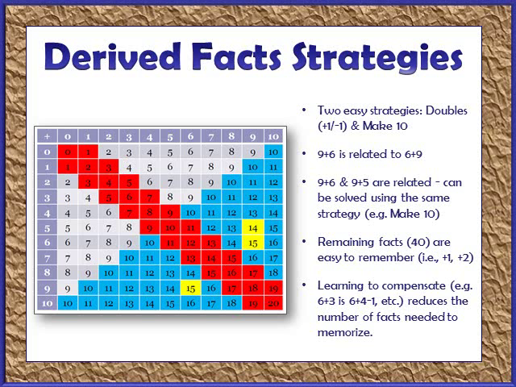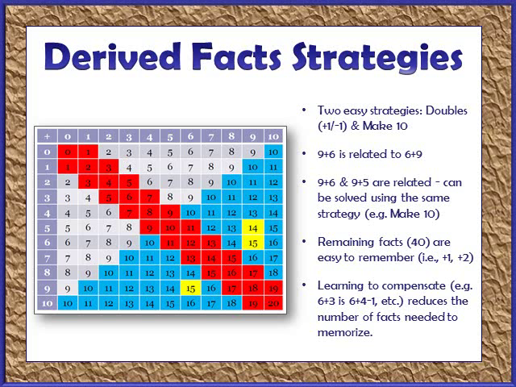If we can get students to use derived facts or related facts to solve problems, all of a sudden they have less work to do, and they have fewer facts to memorize. Some easy strategies to help with this are the double strategies, and then doubles plus 1 or minus 1. Like how we talked about, adding 8 plus 7 is easy if we know 7 plus 7, or if we know 8 plus 8. Another strategy is seeing that 9 plus 6 is pretty much the same as 6 plus 9, because you would get the same sum.